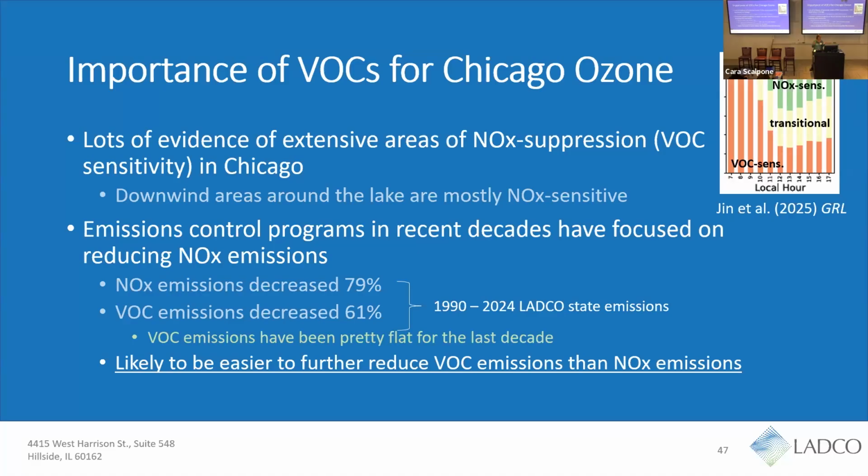However, emission control programs in the last few decades have really focused on NOx emissions. And as a result, we've seen NOx emissions decrease by about 80% since 1990 from our 6 states. VOC emissions in that time have decreased about 60%, but they've been really stable for the last decade or so. Our VOC emissions are not really going down. So we're at this point where, thinking for the future, there's more to be done with NOx emissions, but really it's probably a little easier to get at VOC emissions at this point. Not easy, but maybe a little easier.